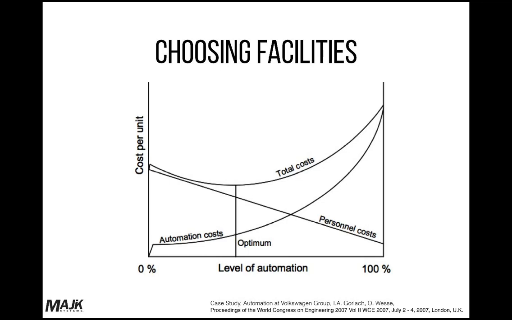Their thesis out of this is that as automation within a facility increases, you need less personnel to make the same amount of product.